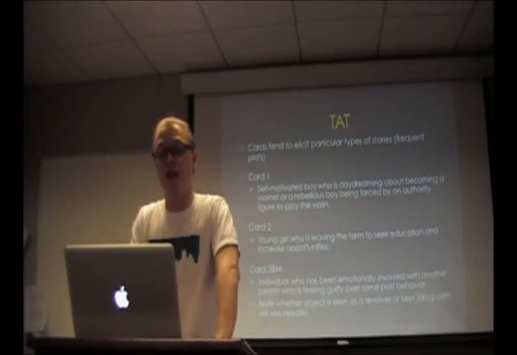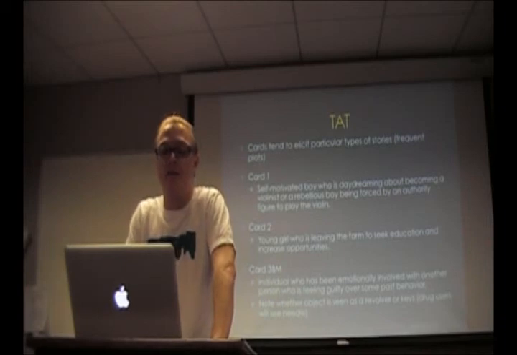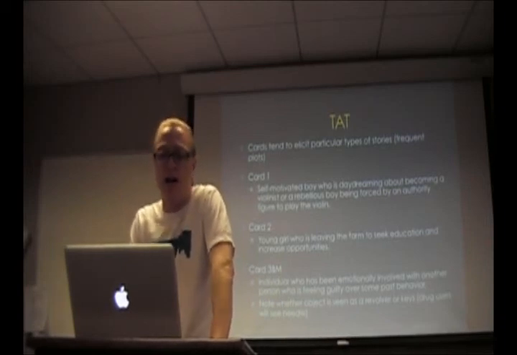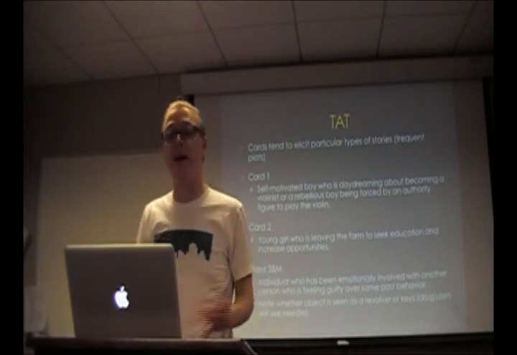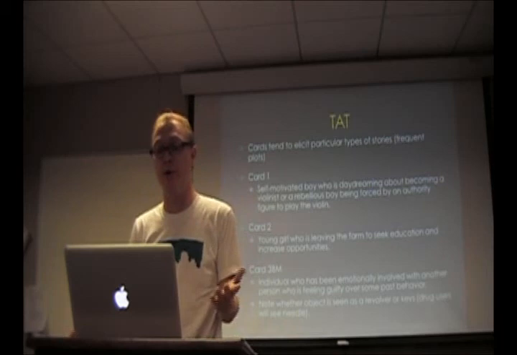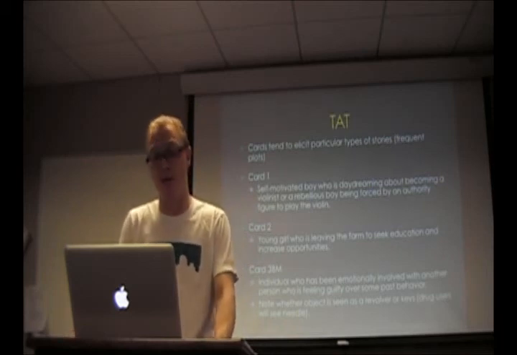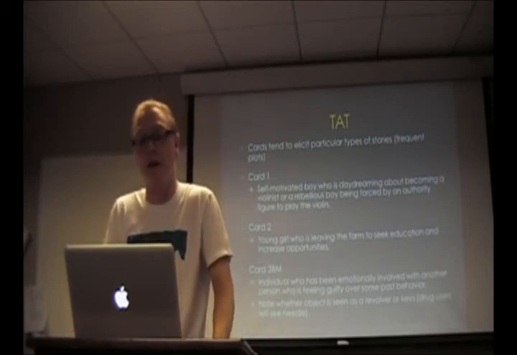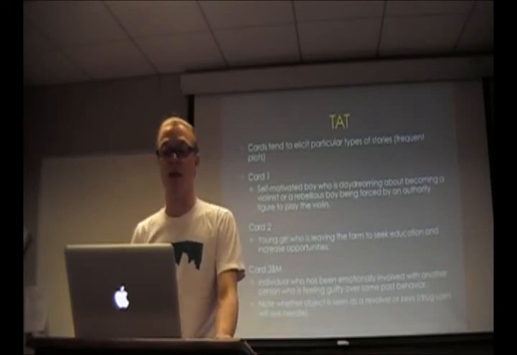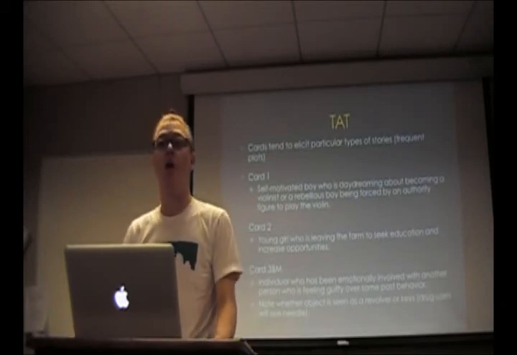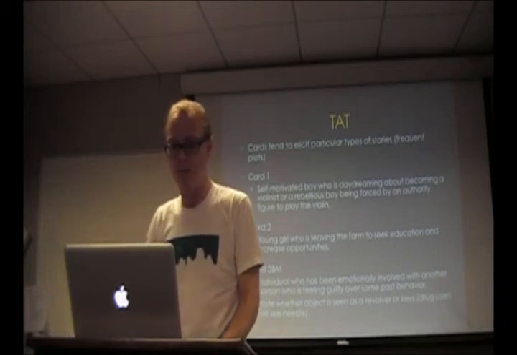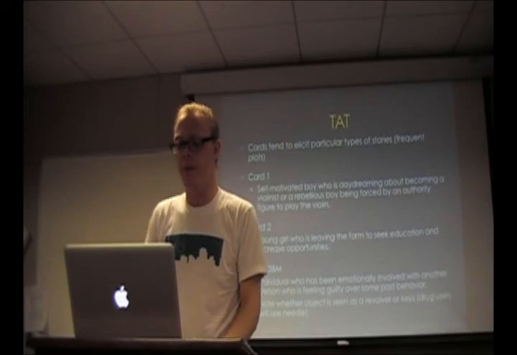So card 1 is the one with the child and the violin, and the common plots are that it's a child daydreaming about becoming a violinist. Another very common one is a boy being forced by their parents or another authority figure to play the violin. So themes that come out of this one are relationship to authority figures, or drives and motivations and how they're going to get there.